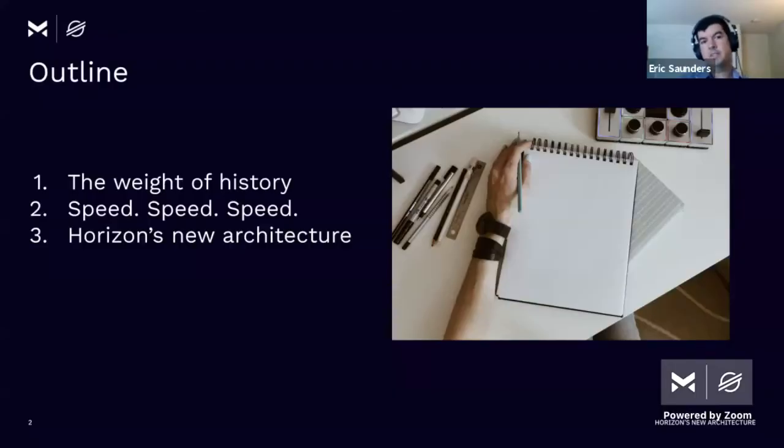All right, so we're going to talk about the history of Horizon's architecture and how we got here. Then we're going to talk about speed and how to make things much, much faster than they are today. And then finally, I'll go through what the new architecture looks like and what the consequences are for you as a user of Horizon.